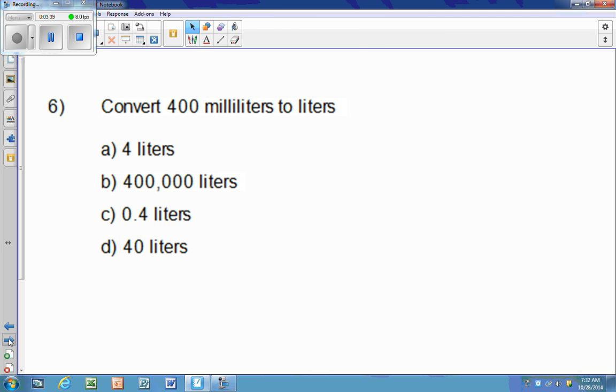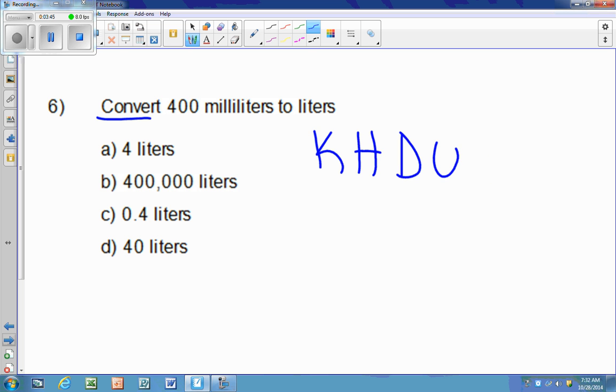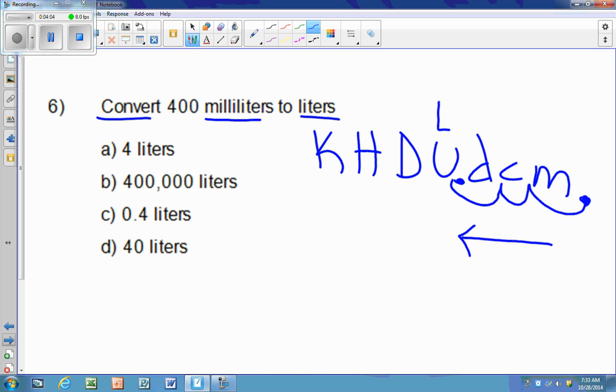Number 6, once again, is another conversion problem. It says King Henry doesn't usually drink chocolate milk. The unit is liters. This time I'm starting at milliliters, which is right here for milliliters. And I'm going to liters, which is right here. So we realize that I'm going to the left. I'm doing 1, 2, 3.